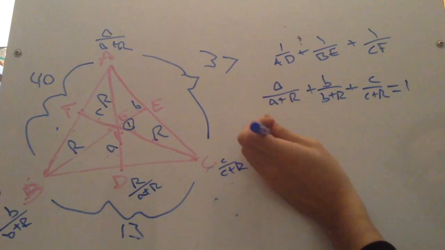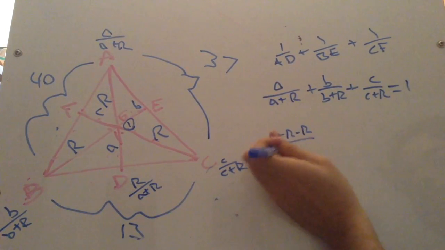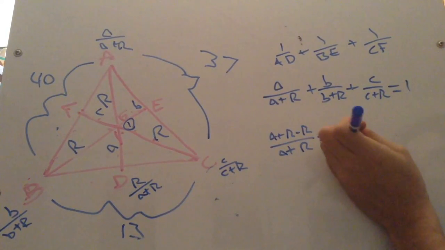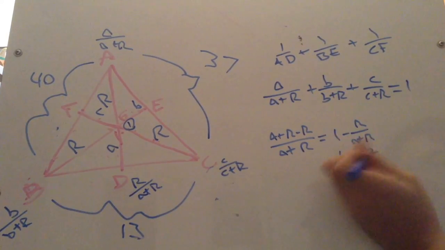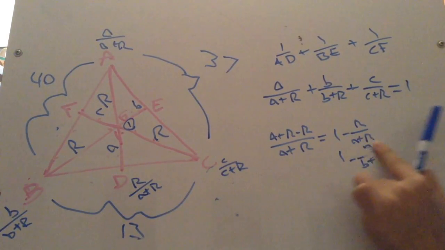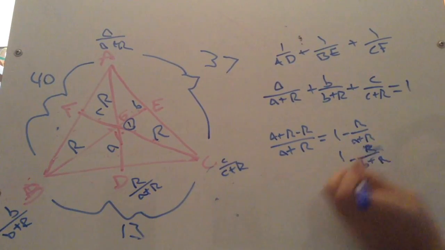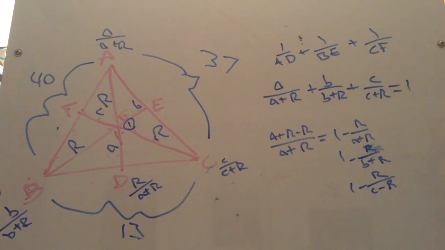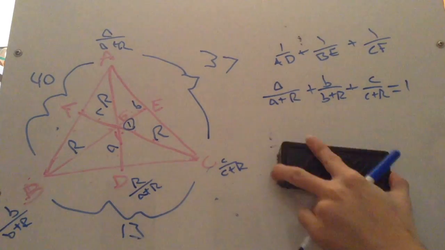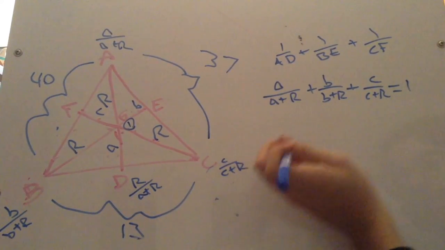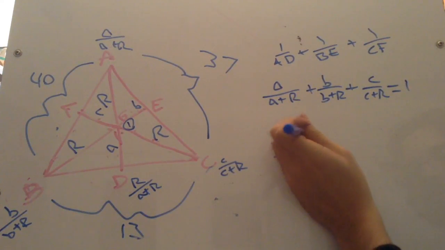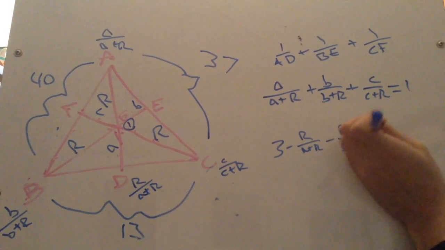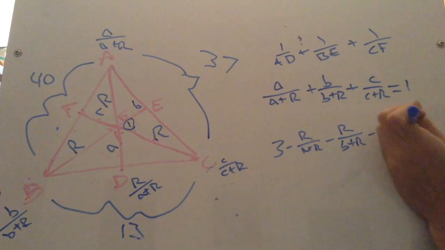But what if I turned a into a plus R minus R? Then that's all over a plus R. If we break this up, we get 1 minus R over a plus R. The other terms are 1 minus R over b plus R, and 1 minus R over c plus R. So if we add all of them up, now we get 1 and 1 and 1 is 3, like the Beatles song says, minus R over a plus R, minus R over b plus R, minus R over c plus R is equal to 1.